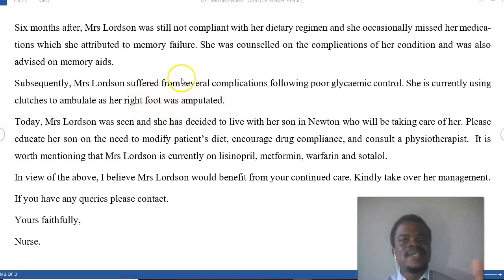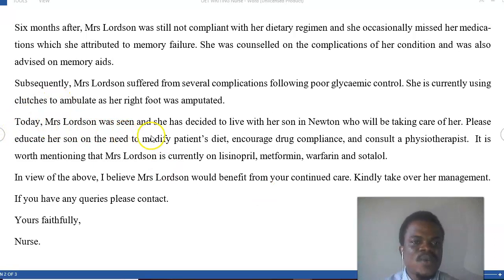There's no need telling this community health nurse everything. The significance of all these complications was the amputation of her right foot. And she had all these complications because of her poor glycemic control. So this nurse should be aware, so that she also monitors this patient very closely before she develops another complication.